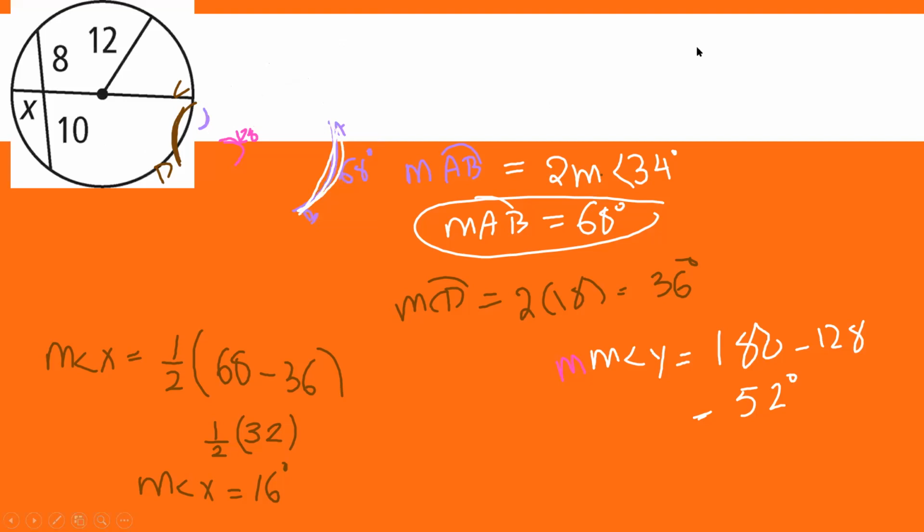Now this one. Here you have to find x. This is number 12.